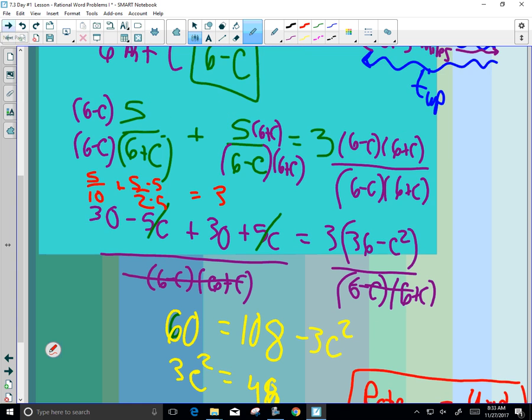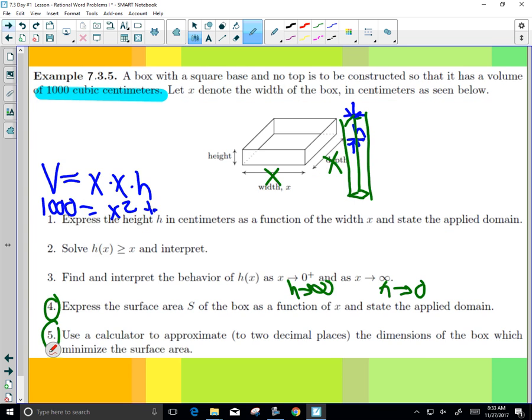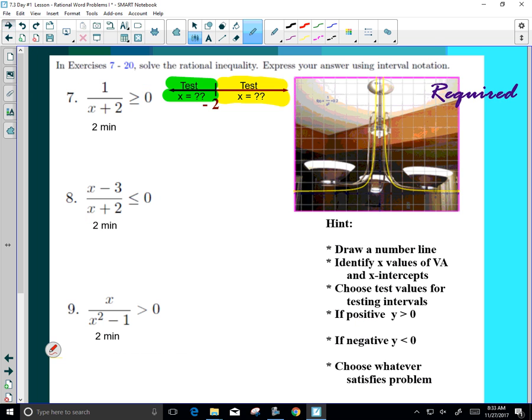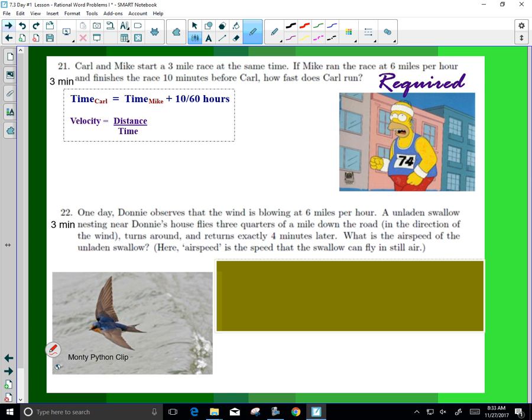And you're going to do a current problem right now using Homer Simpson to help you out. 21 and 22. Set them up. Time is equal to time plus time. And then see if you can figure out what the speed of Carl is. And then 22 is a speed problem as well.